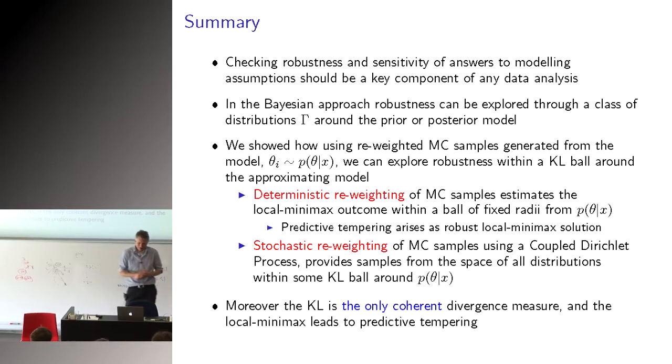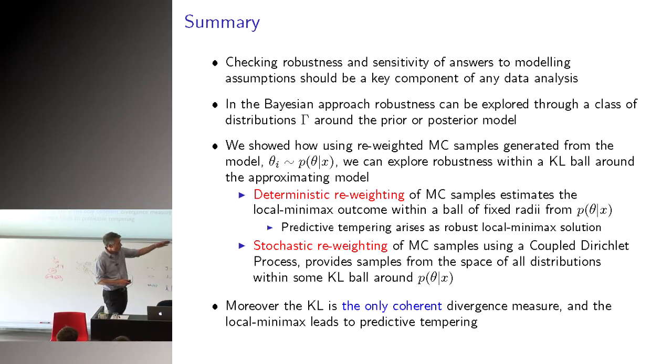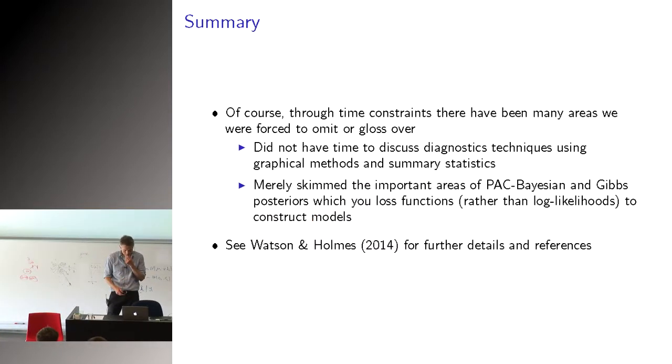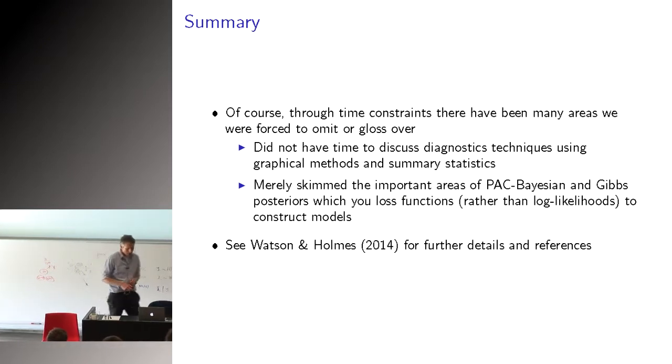In the Bayesian approach, we can explore this formally through classes of distribution functions around the models. In terms of computational approaches, we can implement these by reweighted Monte Carlo samples, either deterministically to get minimax, or, the stuff I haven't talked about, using Bayesian nonparametric measures to do stochastic reweighting. And the other thing we showed here is that the Kullback-Leibler divergence is the only coherent divergence measure that one can use to define those neighborhood functions. There are many areas that I haven't gone over. We have a recent paper on arXiv which pulls out a lot of the references and discusses a lot of the background to this in terms of the other literature.